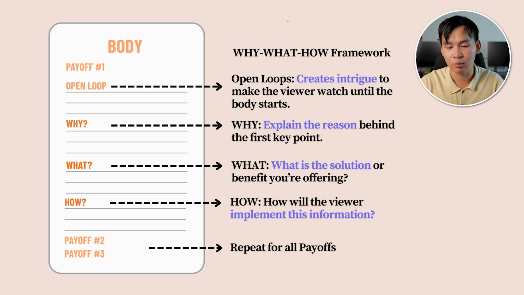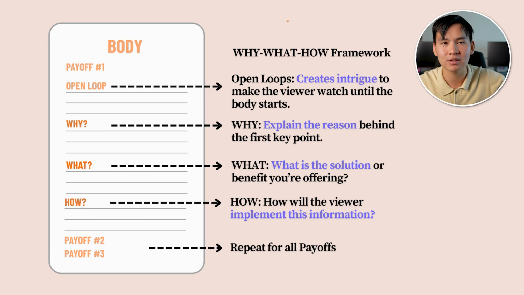So start with why, which is to explain the reason behind the first key point. And then you move on to what, which is the solution or benefit you're offering. So what is a good script, basically. And then how is how would a viewer implement this information, or what is one actionable step that the viewer can take. And in terms of the benchmark for how good this actionable step is, the metric that I like to use is that the viewer must be able to take this piece of information that you've given them in the how and apply it within the next 24 hours and get tangible results.